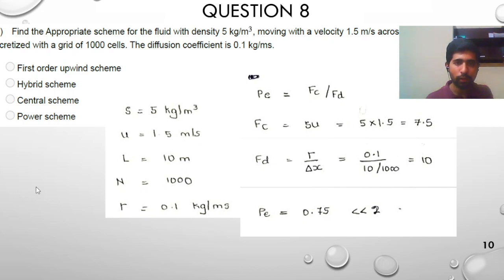So the answer for the last question. You mean question number 7? I asked. You're asking question number 7 or 8? The 8 I am discussing now. Anyway.